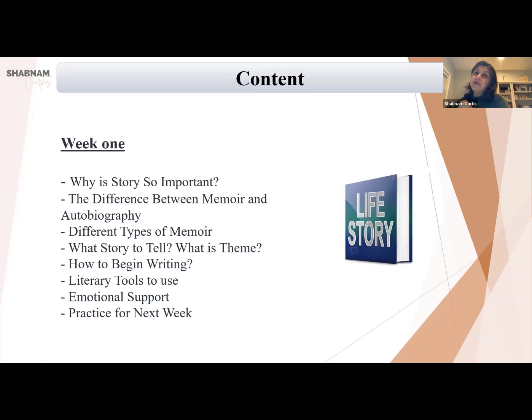Then, like I mentioned, we are going to have a quick review of literary tools that we can use for storytelling purposes. And as a certified life coach, it's very important for me to make sure that when you are writing your memoir, you also have emotional support for yourself, or ask for it from other people. Because there is no one in this world who doesn't have a challenge they had to deal with in their life, right?